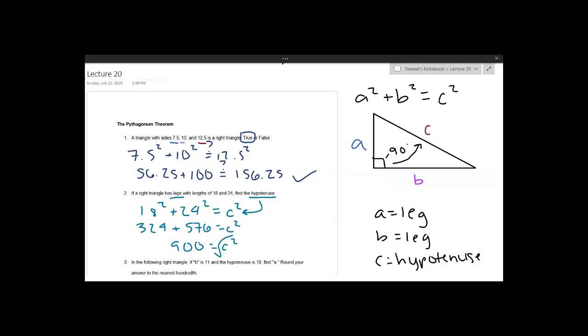So now we just take the square root. And the square root of 900 is plus or minus 30. But since we're dealing with lengths, you can't have negative length. It's just impossible. So we only consider the positive value, which is 30. So C equals 30. That's the length of the hypotenuse. And that's what they asked us to find. So we're done now with that problem.